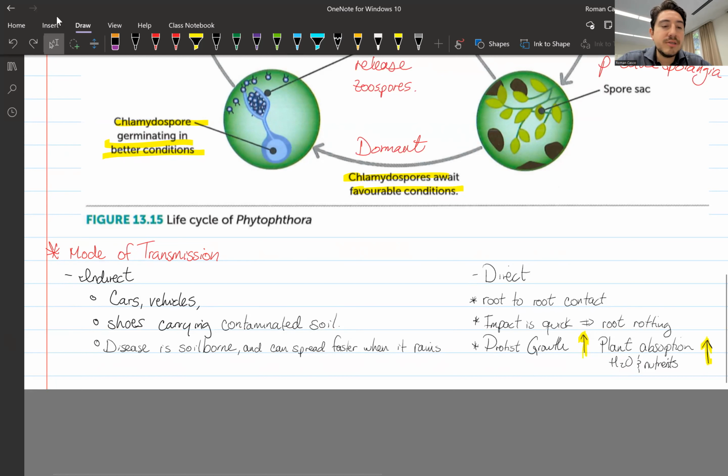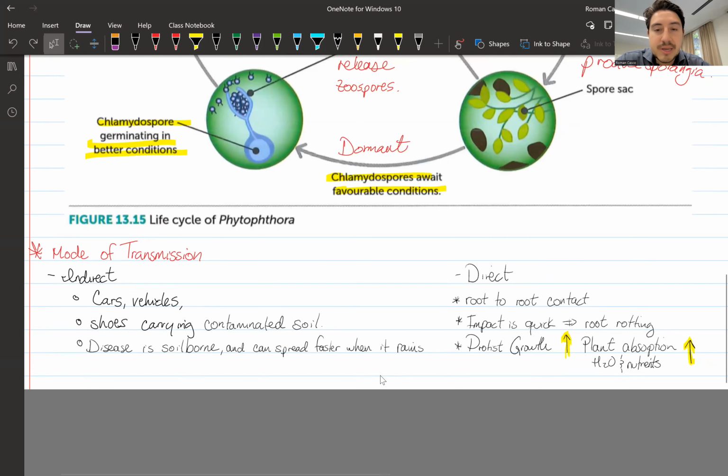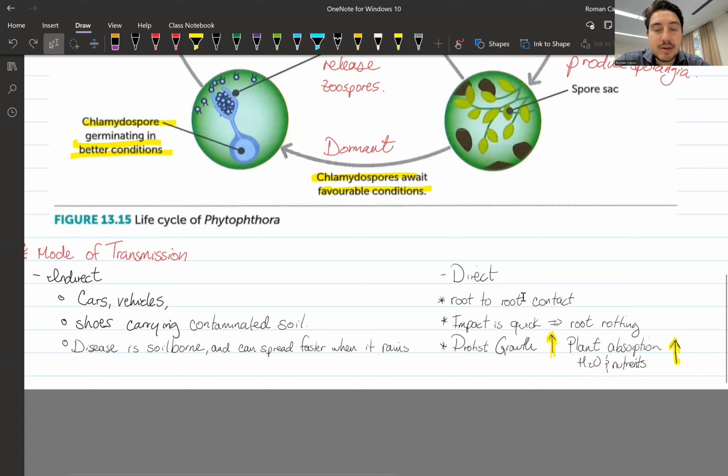So moreover the disease is soil-borne. And it can spread more, of course, because when you have moisture, you have water, the particles can move more easily. Whenever it rains, rain does propagate the pathogen from one plant to another. It could be direct also, root to root contact, direct root to root contact.